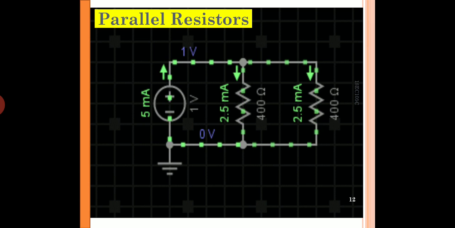So a current of 5 milliamps is flowing from the source into the parallel resistor network of 400 ohms each. Here we see that they are of equal value. That means the current coming from the source will be equally distributed into two paths. So how much current should be there? It is 2.5 milliamps, as shown there. So the current of 5 milliamps from the source is branching out into two resistors, and that is 2.5 milliamps flowing in each R.